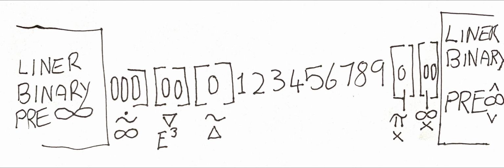Theory of everything sketch, as it combines standard mathematical notation, E3, nabla, with non-standard logic. Here is an interpretation of the linear binary pre-state universe equation, broken down stage by stage, reading from left to right. Phase 1. The pre-state, the void. Text: Linear binary pre infinity.